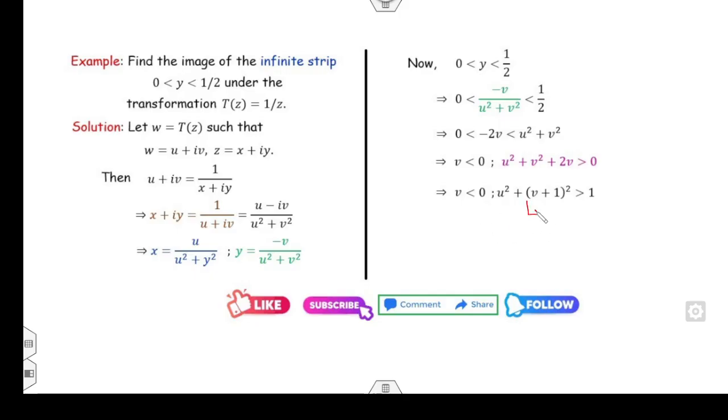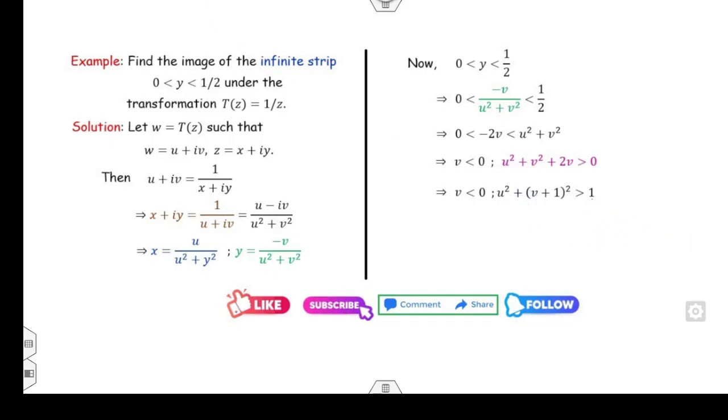Now this is the equation of a circle. What is the center? The center is (0, -1) and the radius is 1. So can you draw the graph of these regions?